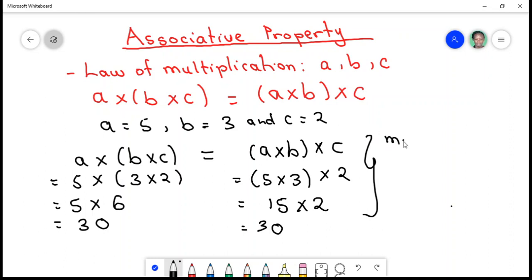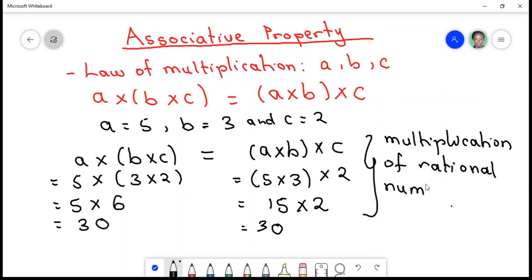multiplication of rational numbers is associative. It's associative.